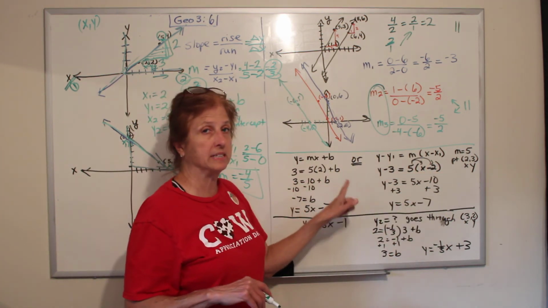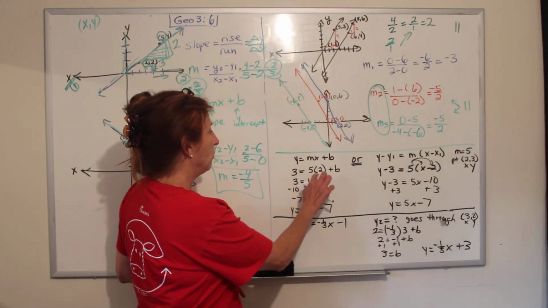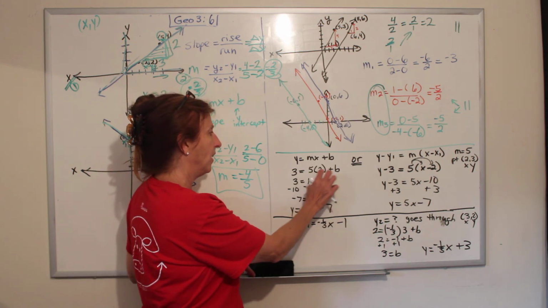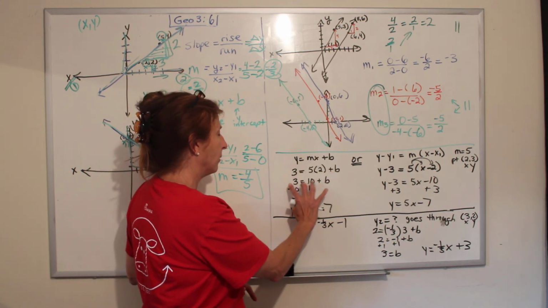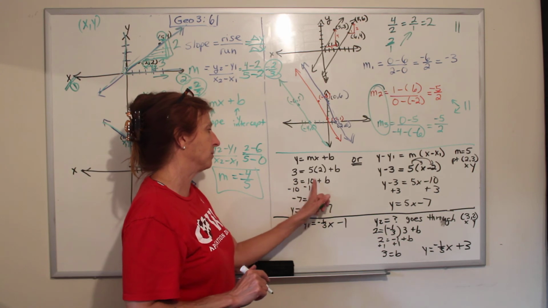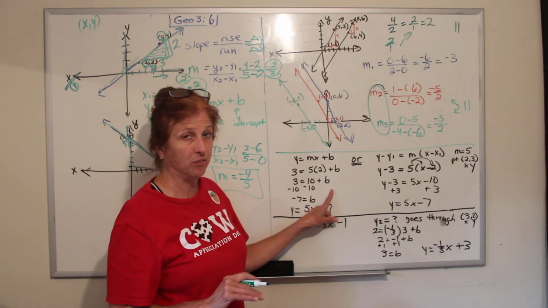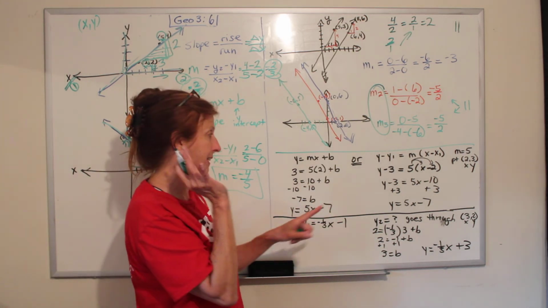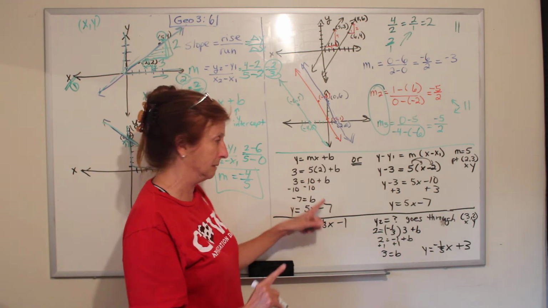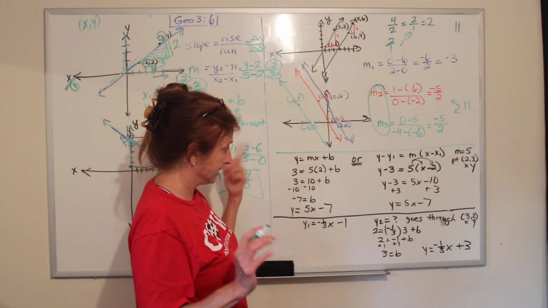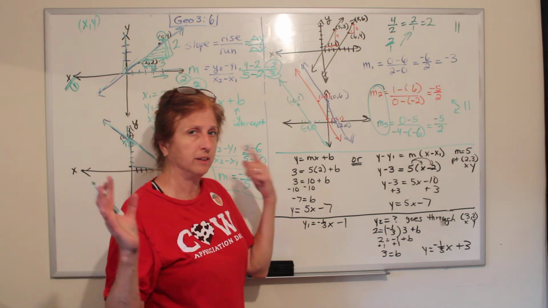Our unknown is b. Now, we start straightening it out. 5 times 2 is 10. Bring down what you didn't mess with. 3 equals 10 plus b. B's tough for me as dyslexic because I see it as a 6. I have to remind myself that's a b, not a 6. Because then suddenly it's like, what? 3 equals 16? What does that mean?